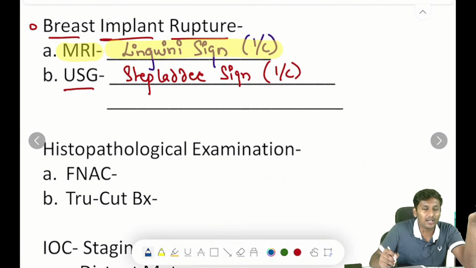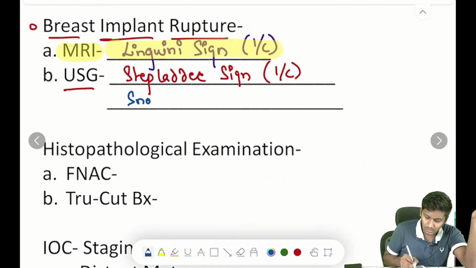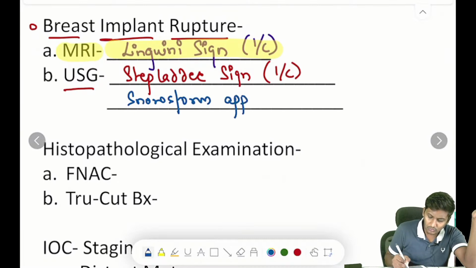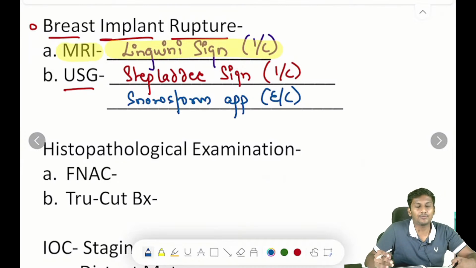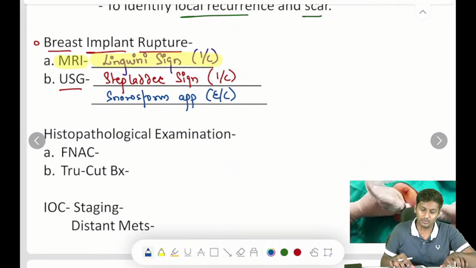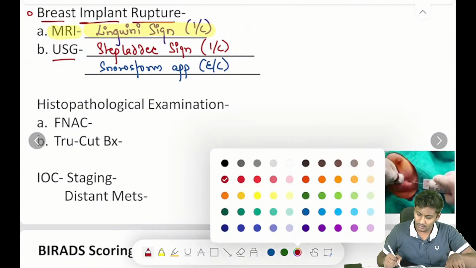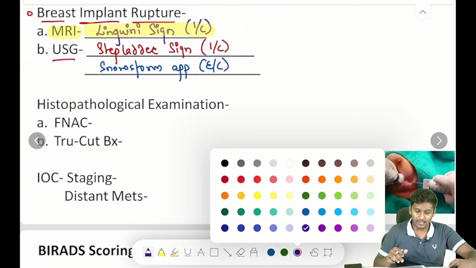Whereas in the extracapsular rupture, it is going to show us the snowstorm pattern or the snowstorm sign. In extracapsular breast implant rupture, we are going to see the classical snowstorm appearance. Got it? So that has to be remembered, bache.